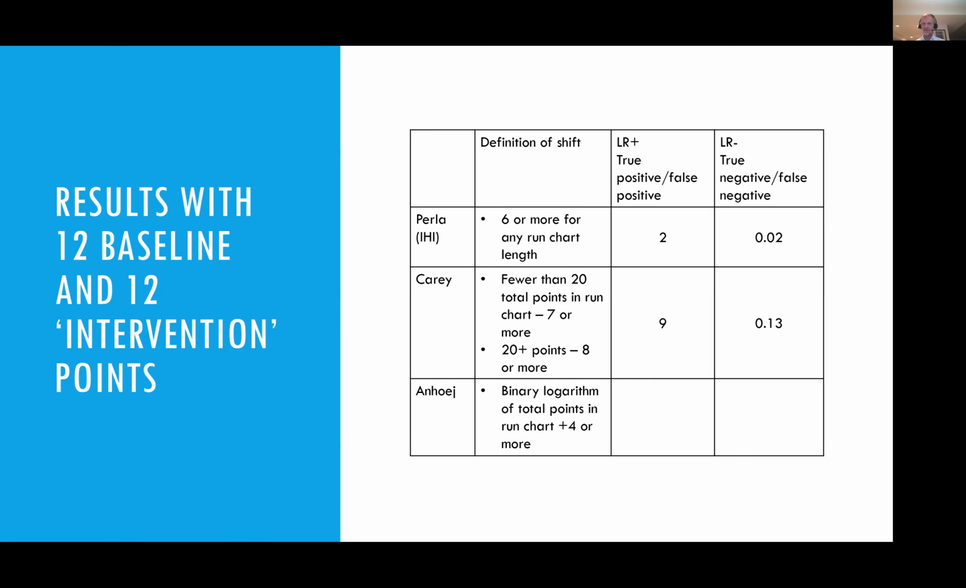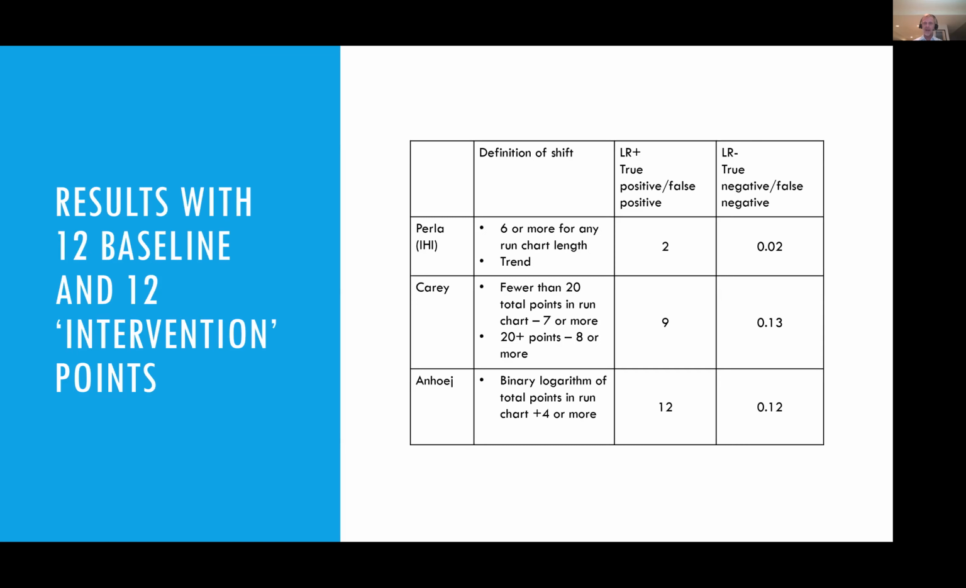It's not a false positive. And it performs pretty well in the negative likelihood ratio as well. And the Anhosh rules perform even a little bit better. You're very likely to see a false positive, and you don't see a lot of false negatives.